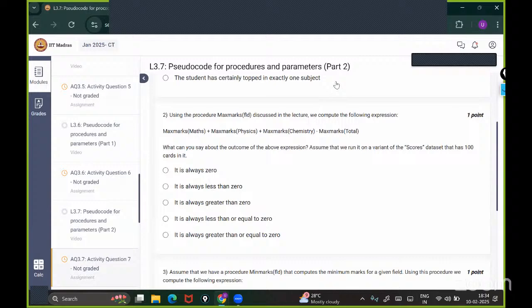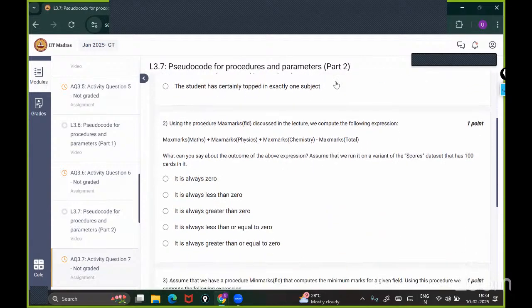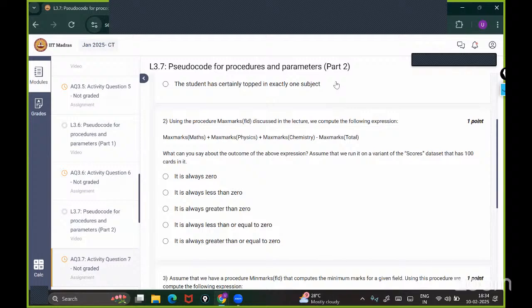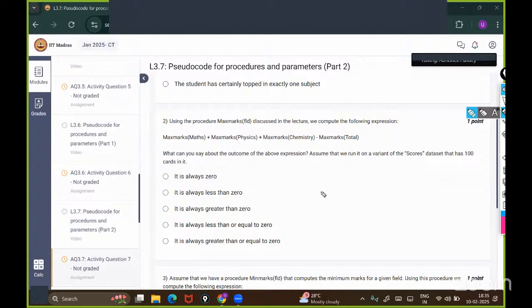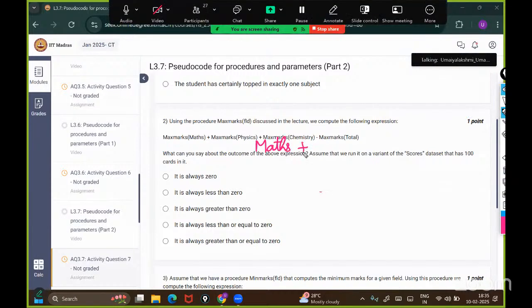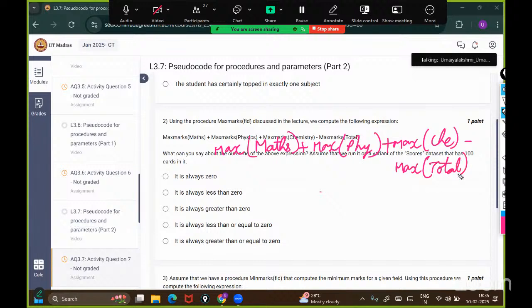Okay. Using the procedure discussed in the lecture, we need to compute the following expression. The maximum mark of maths has to be taken, the maximum mark of physics, and the maximum mark of chemistry. So we need to take the 3 maximum marks, right? Max maths plus maximum of physics, plus maximum of chemistry, which has to be subtracted from the maximum mark of total. Now, what can you say about the outcome of the above expression?